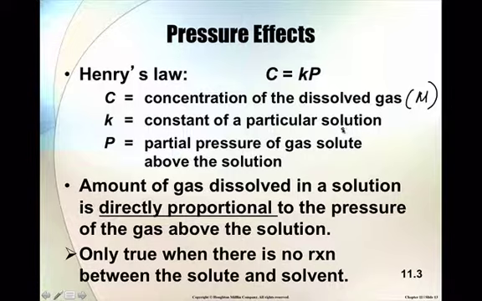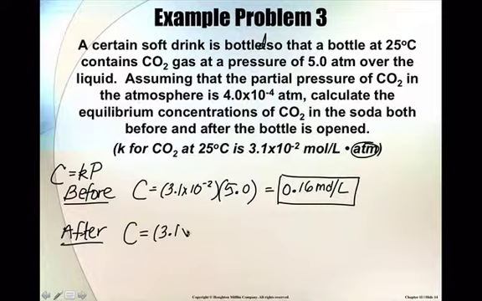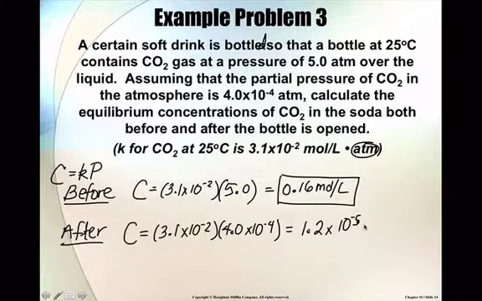After I open the bottle, the carbon dioxide concentration is going to be equal to the same K value, but this time atmospheric pressure for carbon dioxide is 4.0 times 10 to the negative 4th atmospheres. And when I multiply that out, I get a much smaller number at 1.2 times 10 to the negative 5th moles per liter.